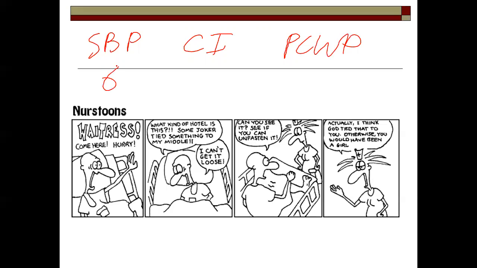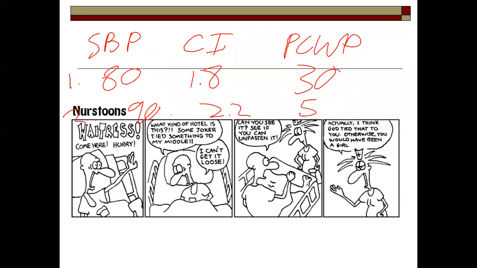So systolic blood pressures, first one's 80 and 30. And hopefully y'all can read through my mess here. 92.25. You just might not be able to read my handwriting. And then we have 124.12.